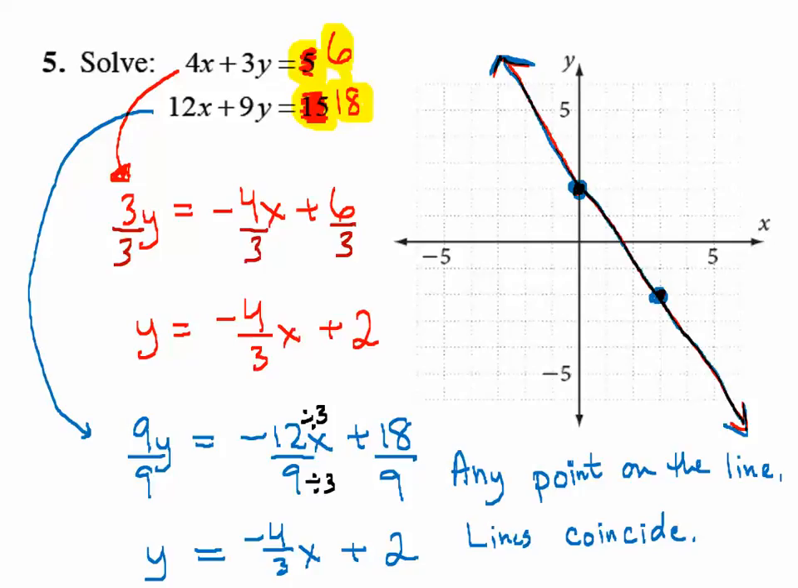Okay, so really trying to find the intersection point. Number 4 showed us that you can have no solution because they're parallel. Number 5 showed us that you can have infinitely many solutions. So any point on the line is a solution for both. And the geometric term for it is that the lines coincide. Okay, that is the end of 7.1.